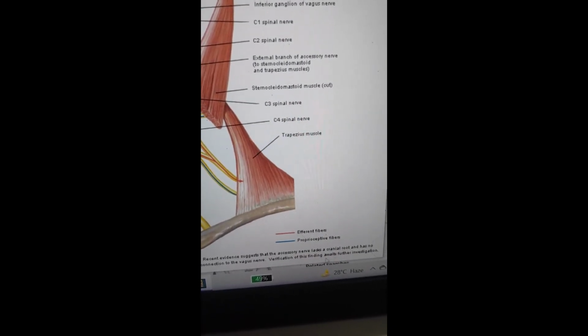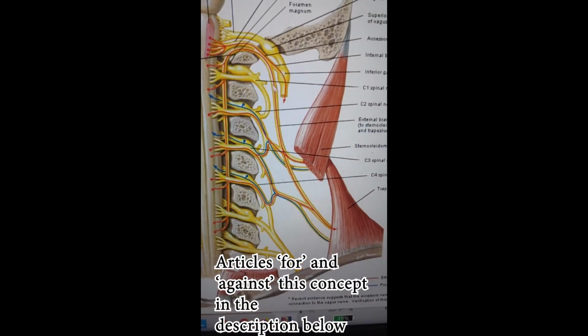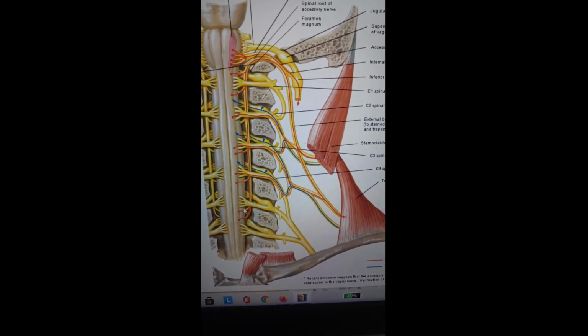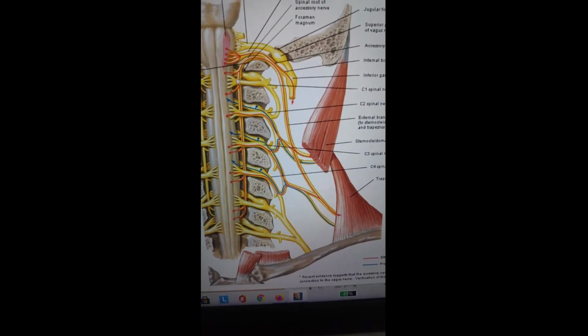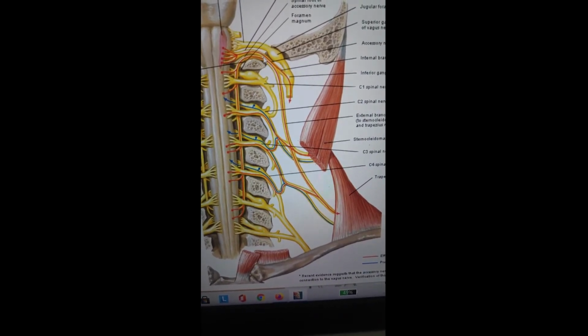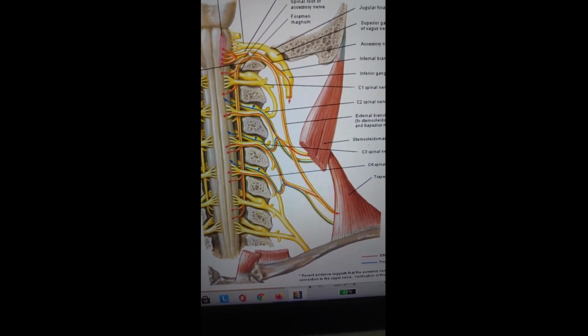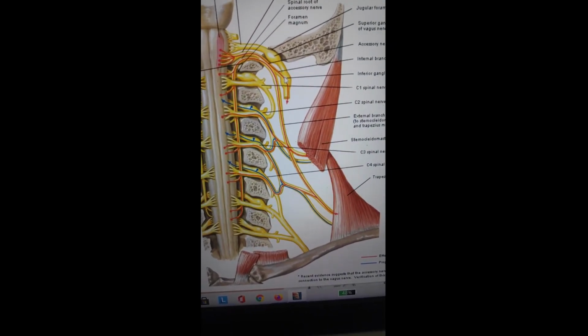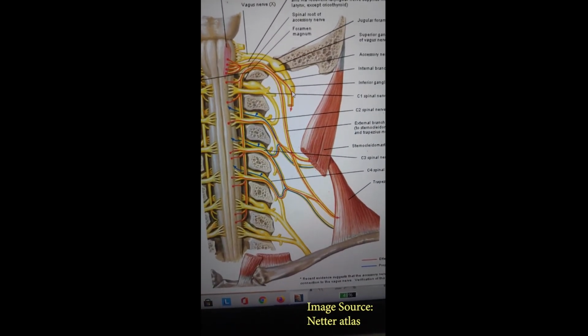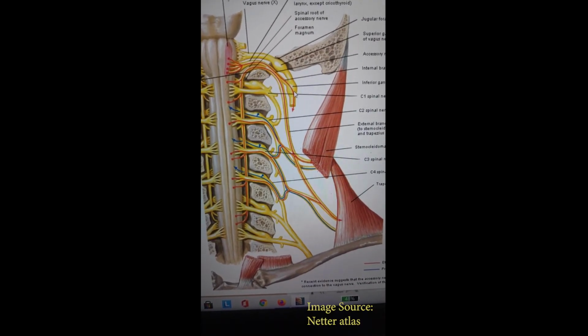Can you read this? Recent evidence suggests that the accessory nerve lacks a cranial root and has no connection to the vagus nerve. Verification of this finding awaits further investigation. So now the evidence is almost that this accessory nerve is basically the spinal part of the accessory nerve. So you can call it the spinal accessory nerve, and if you just ignore this communication, you can understand that the cranial part of the accessory nerve is going to the vagus. It is just the vagus itself. So these fibers are the ones that supply the pharyngeal muscles or the laryngeal muscles.